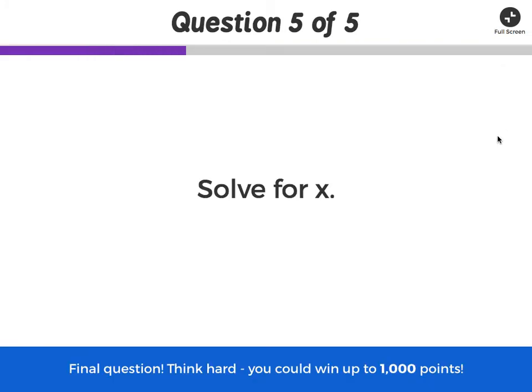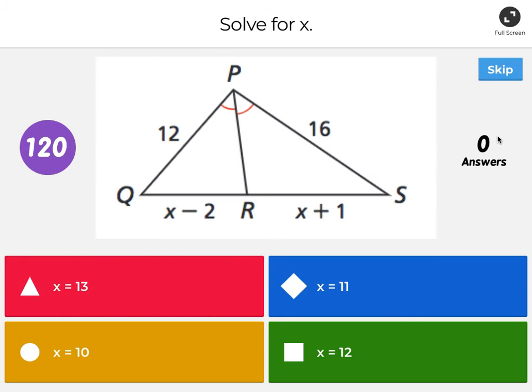Okay, solve for x. This one you guys can all do, so do it. Solve for x. What answer? Was it 286? Yeah, it was 286.